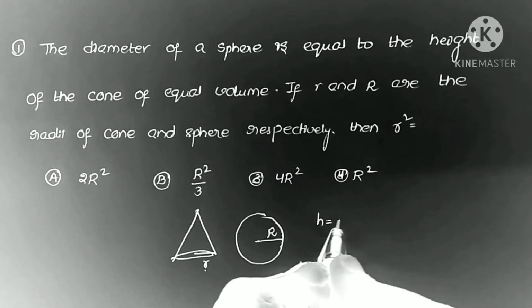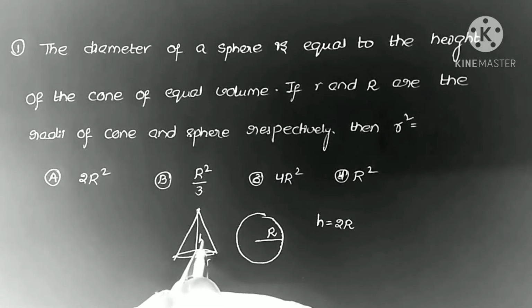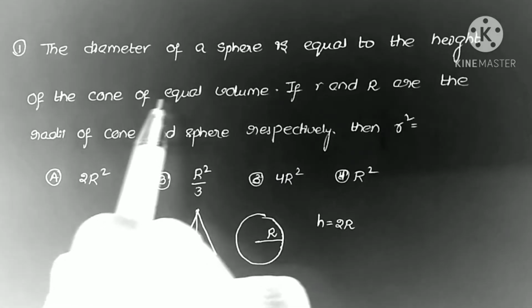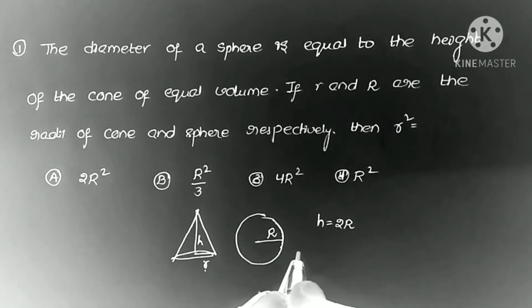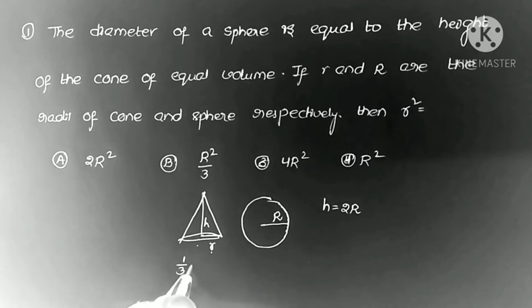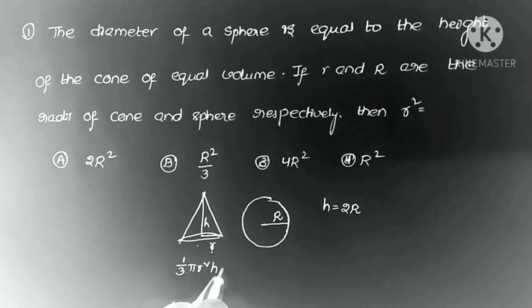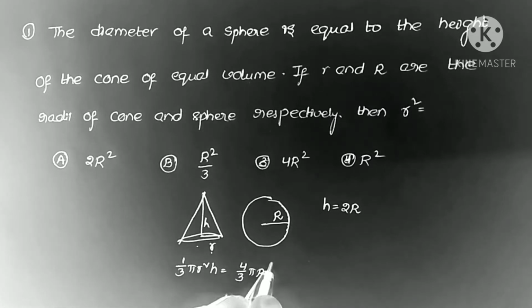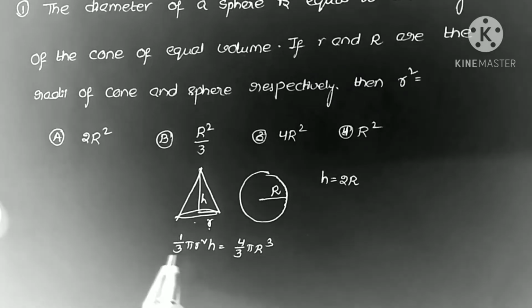that is h is equal to 2R. Here h is the height of the cone, h is equal to 2R, and both have equal volume, that is volume of cone is equal to volume of sphere. What is the volume of a cone? The formula: 1/3 pi r square h is equal to 4/3 pi R cube. Now what is the r square value? That is the given question.